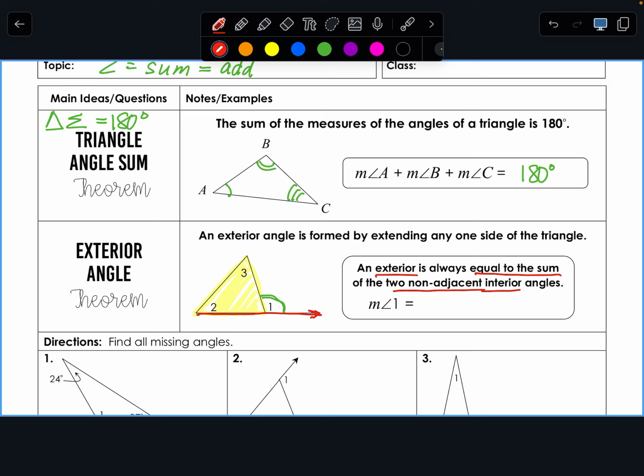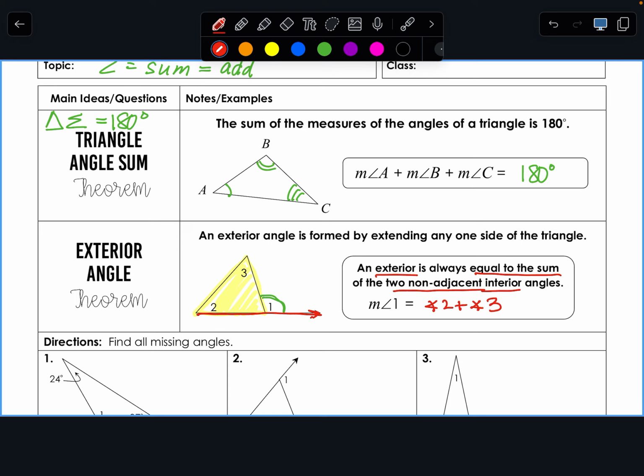So remember we learned non-adjacent. Adjacent means next to. So the two not next to angles. So that means that angle 1 equals angle 2 plus angle 3.